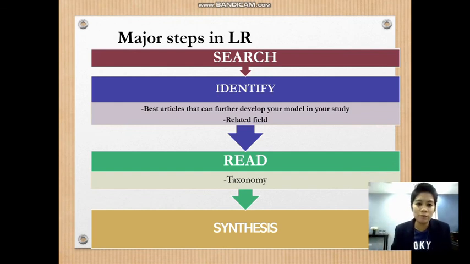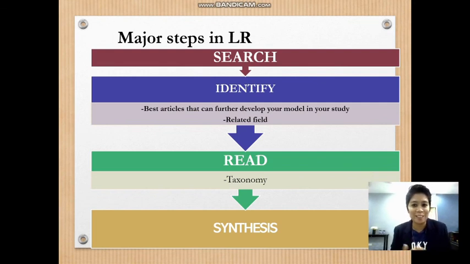Then you should identify the best articles to develop the model in your study. And it should be in a related field. If it is talking about exercise, health, sports, then you read about it. Don't go to other fields like business, maybe social science, which is very general. Okay, it's possible, but the more related, the more useful it is for you to read, to write, to think and to criticize.